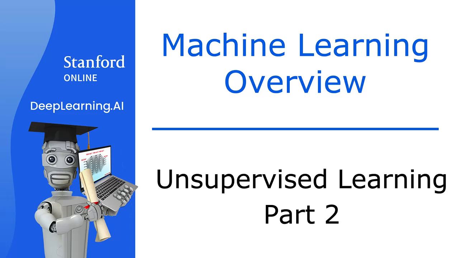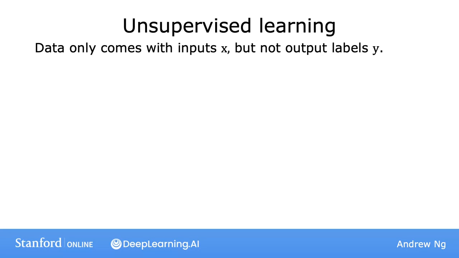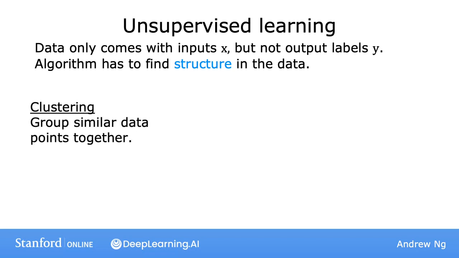In the last video, you saw what is unsupervised learning and one type of unsupervised learning called clustering. Let's give a slightly more formal definition of unsupervised learning and take a quick look at some other types of unsupervised learning other than clustering. Whereas in supervised learning, the data comes with both inputs X and output labels Y, in unsupervised learning, the data comes only with inputs X but not output labels Y, and the algorithm has to find some structure or some pattern or something interesting in the data. We've seen just one example of unsupervised learning called a clustering algorithm, which groups similar data points together.